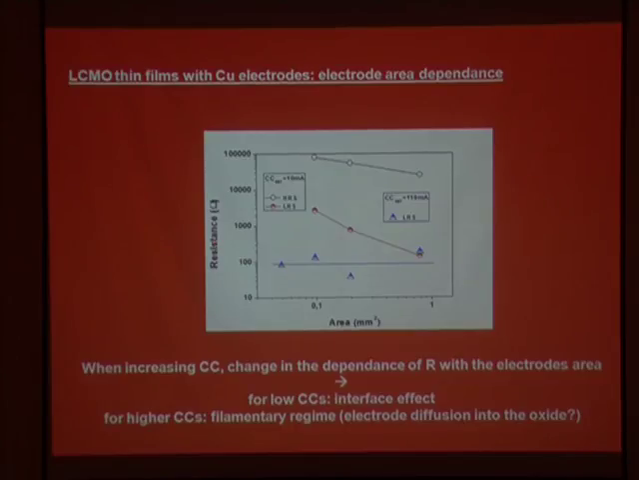So this indicates that we are seeing a crossover of the resistive switching mechanism: for low compliance currents it is related to an interface effect, probably associated to the movement of oxygen vacancies by action of the electrical fields, while for higher compliance currents we propose a filamentary regime which is related to the diffusion of the top electrode through the oxide until the bottom electrode and the formation of a conductive filament.